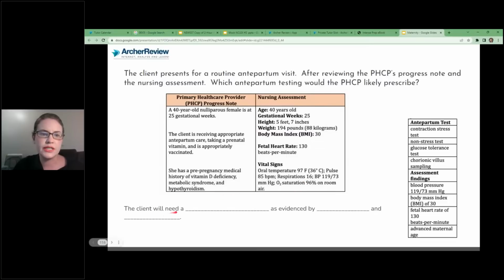So the client will need what as evidenced by what? So what test is this patient going to need based on what issue? So based on what you know, she's 40, she looks like she's got an elevated BMI. What test do you think we might want to do on her? This is a trickier one, I think.